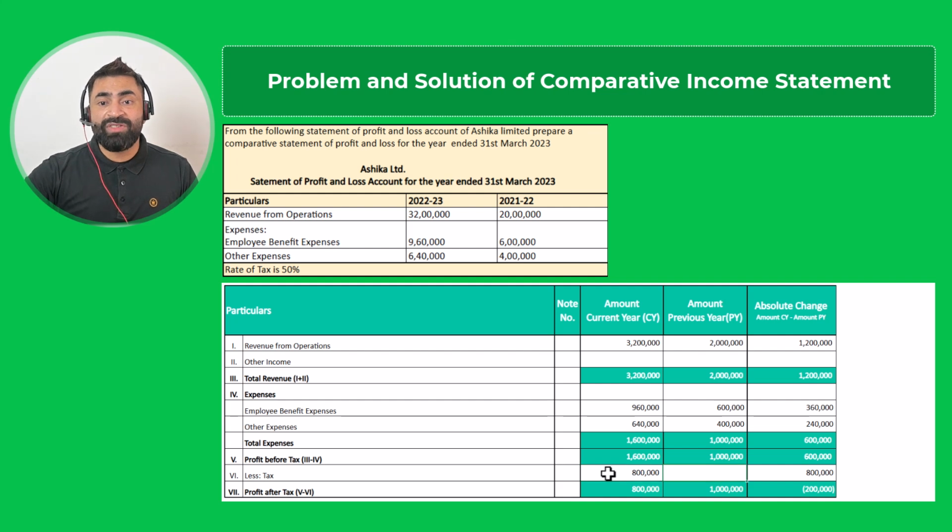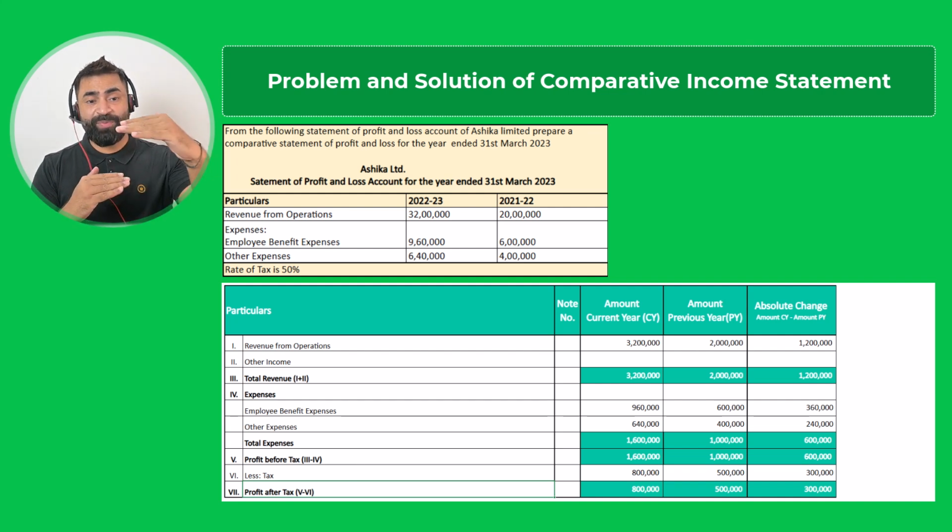Same way, tax of previous year will be 50% of the profit before tax of that year, and profit before tax of previous year was 10 lakhs, so the rate of tax 50%, and the tax amount comes to 5 lakhs. That's it. So the absolute change when it comes to tax is 3 lakhs, that is 8 lakhs minus 5 lakhs, you get 3 lakhs, and profit after tax then is a difference of profit before tax and tax. So when you deduct tax from profit before tax, you arrive at profit after tax.